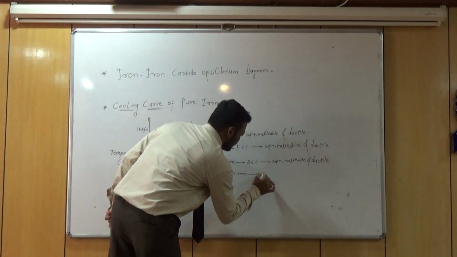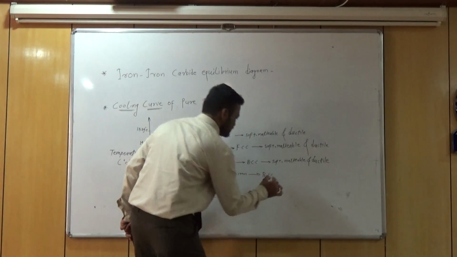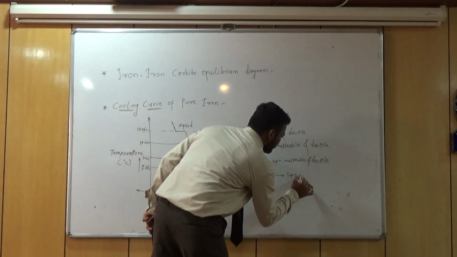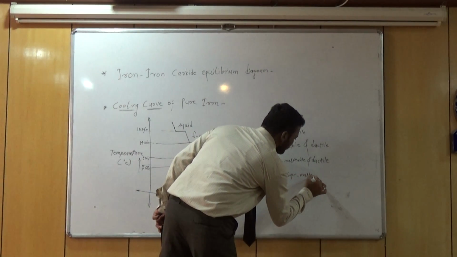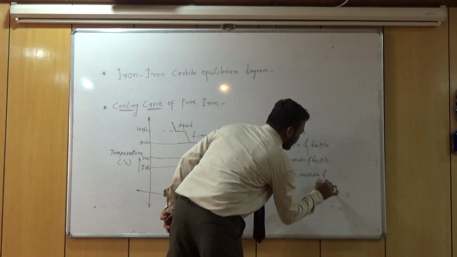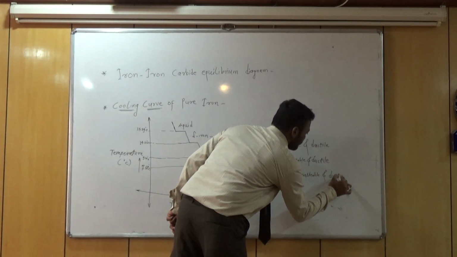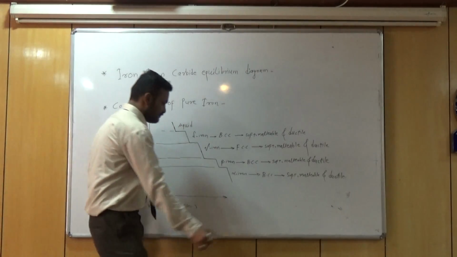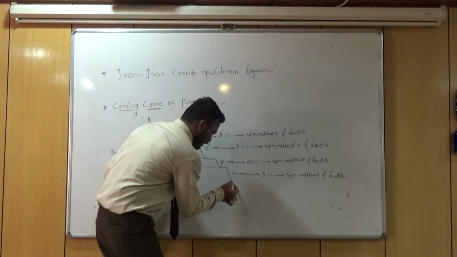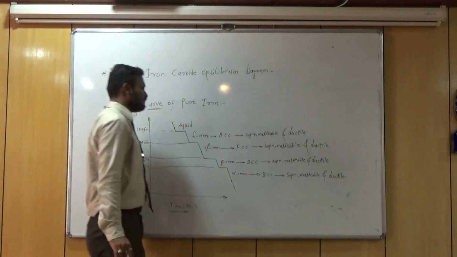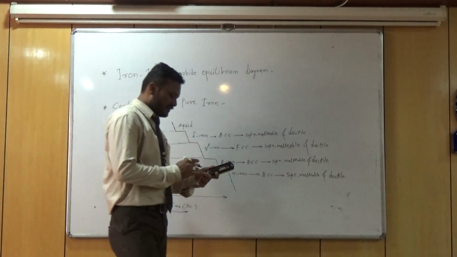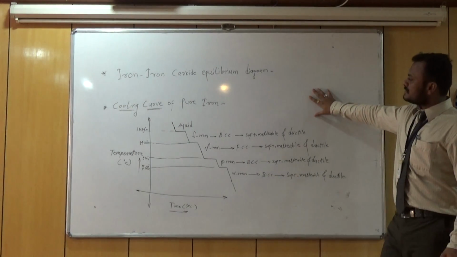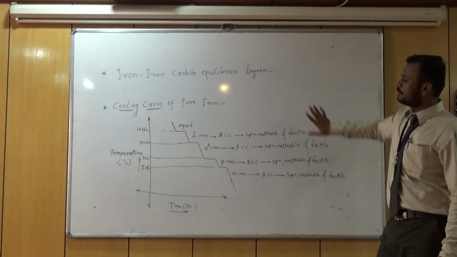Now after this temperature, it will change to the alpha iron. This alpha iron will be having BCC crystal structure, and it will be soft, malleable and ductile in nature. And now up to the room temperature, this phase will be continued. So this is the cooling curve for the pure iron.